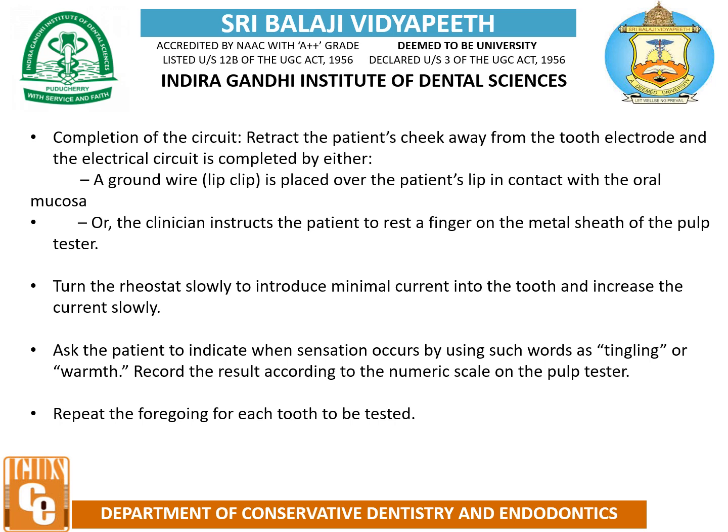Turn the rheostat slowly to introduce minimal current into the tooth and increase the current slowly. Ask the patient to indicate when the sensation occurs by using such words as tingling or warmth. Record the result according to the numeric scale on the pulp tester. Repeat the foregoing for each tooth to be tested.